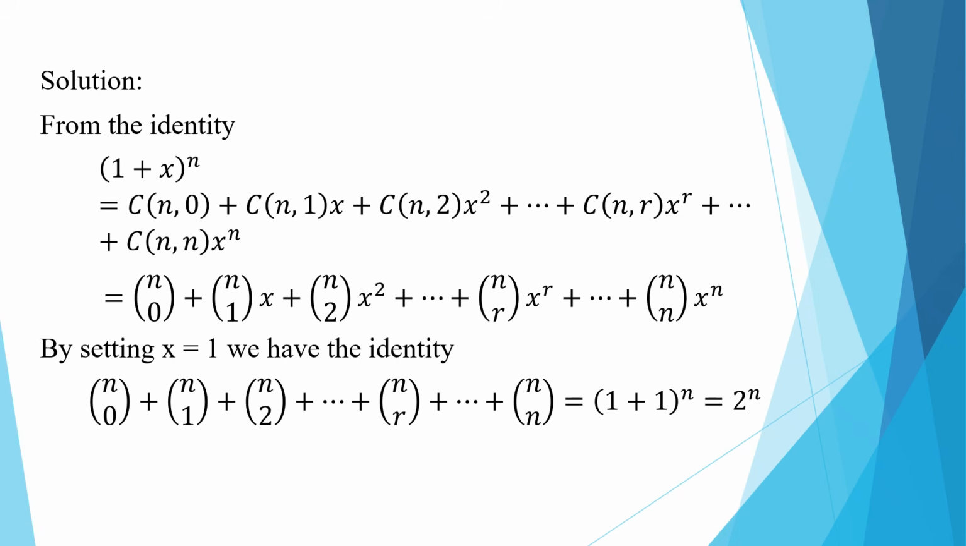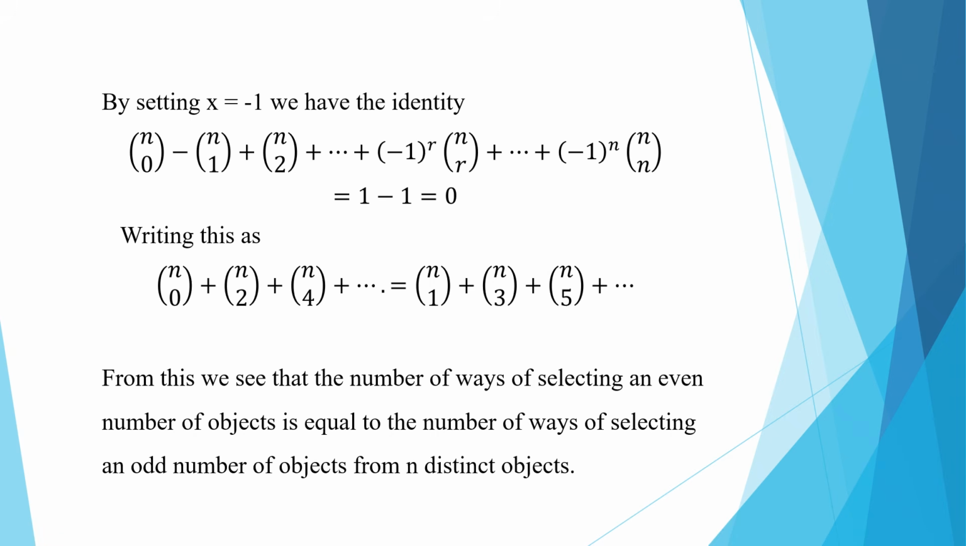Now, coming to prove the second identity, we need to substitute x is equal to minus 1 in the same identity. So, we will get alternate plus and minus signs with the right hand side value to be equal to 1 minus 1, because the value of x is minus 1. 1 minus 1 is equal to 0. So, gathering the positive terms on one side and the negative terms on the other side, this identity can be written as nC0 plus nC2 plus nC4 plus etc. equal to nC1 plus nC3 plus nC5 and so on.